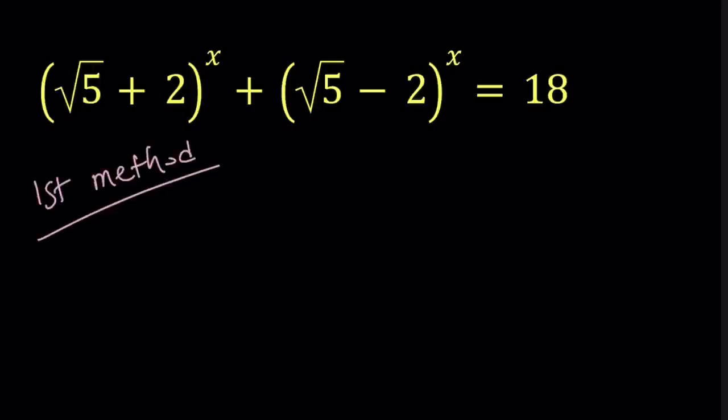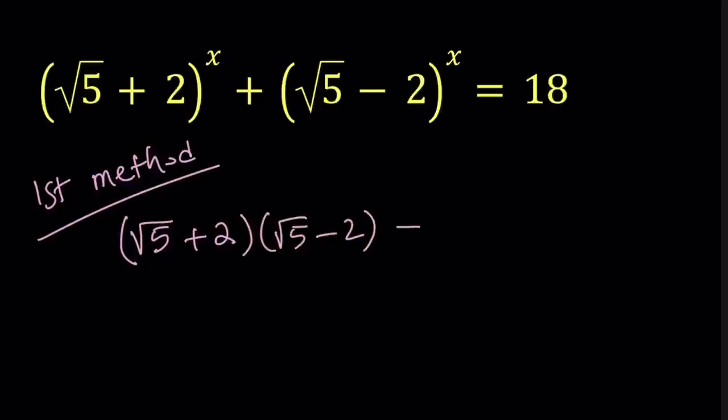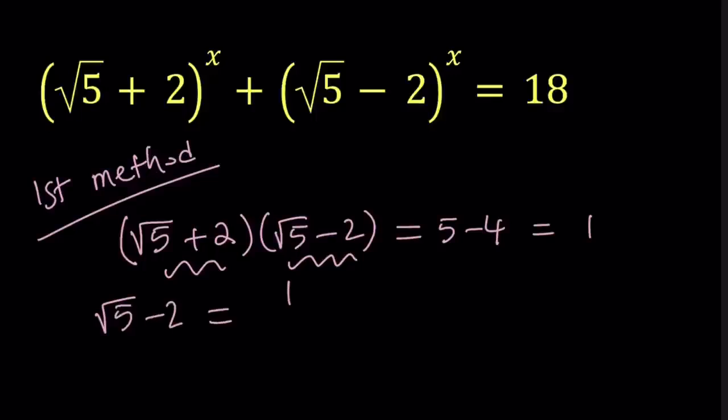For my first method, I want you to notice, and we're also going to use this idea for the second, that if you multiply √5 + 2 and √5 − 2, from the difference of two squares you get 5 − 4, which is equal to 1. So in other words, these two expressions are reciprocals. That's nice, so we can write √5 − 2 as 1 over √5 + 2. And now this allows us to express this term in terms of the first one.